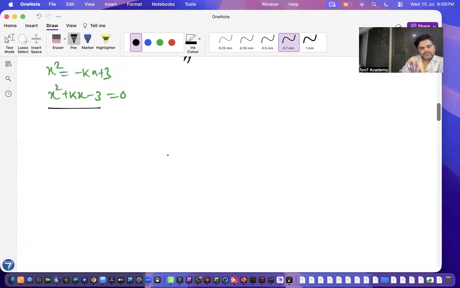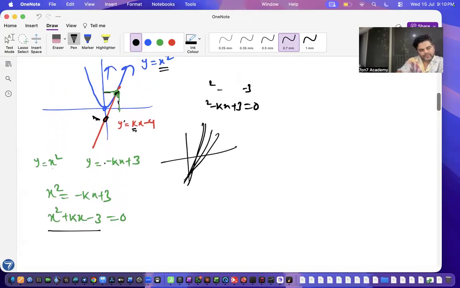Zero. My question was about this line, minus kx plus 3: if it touches the quadratic curve only once, using the quadratic formula, b square minus 4ac, with 4ac being minus 12. Yes, it's minus 12, so b square minus 4ac becomes plus 12.